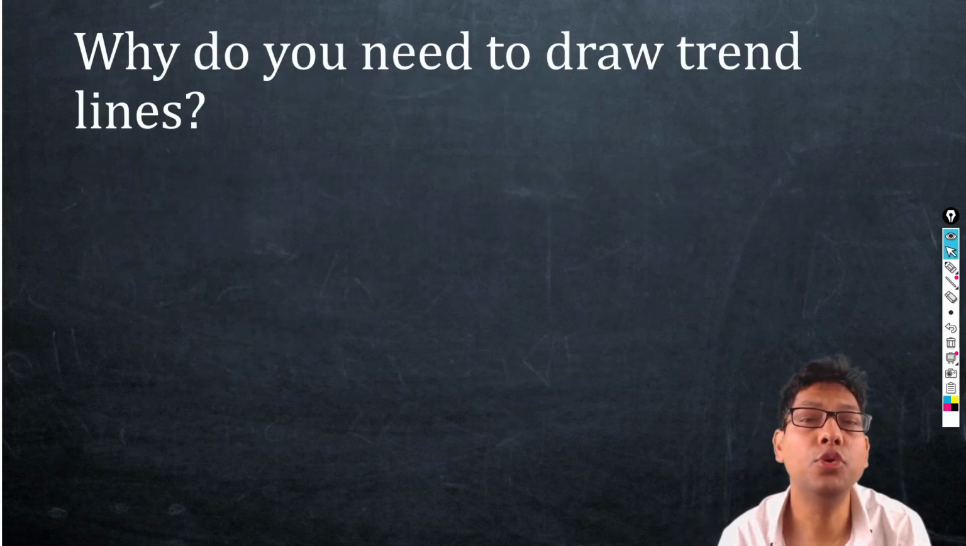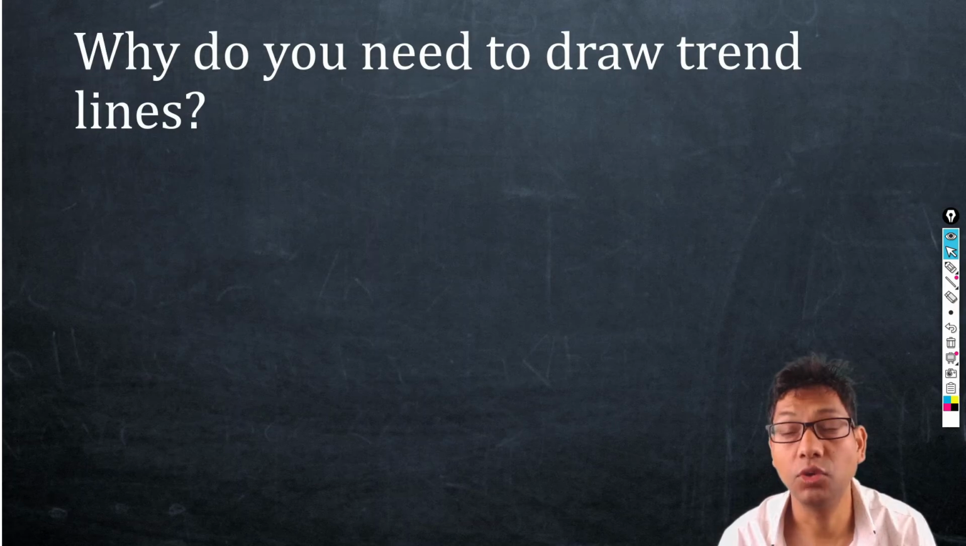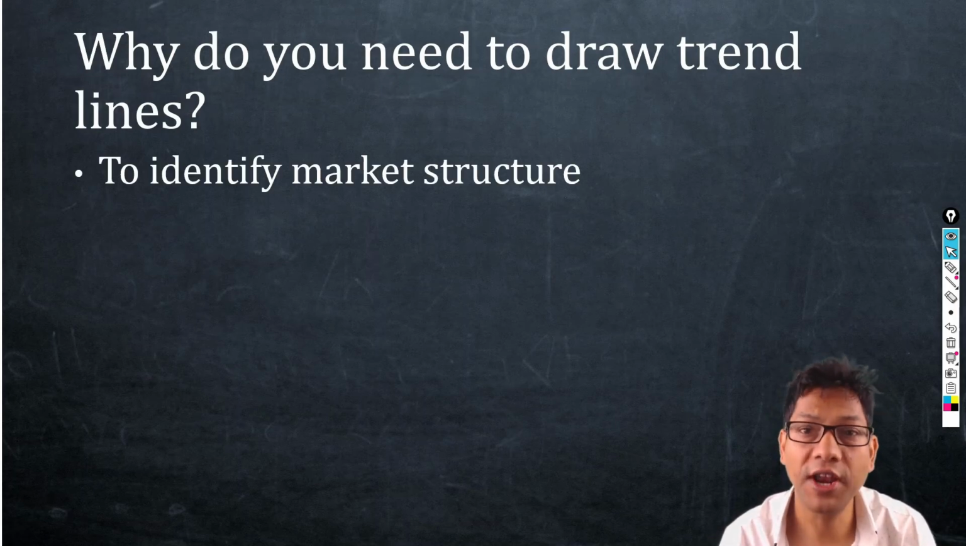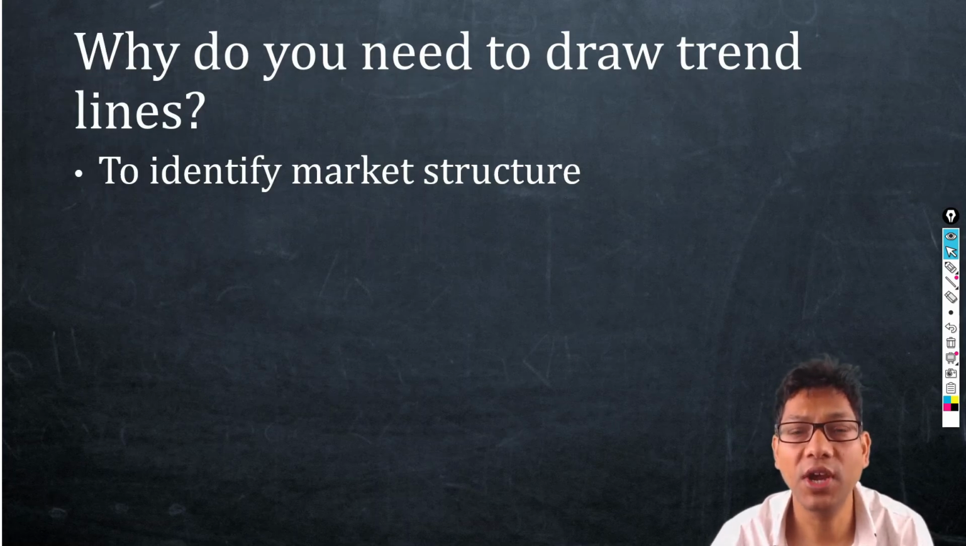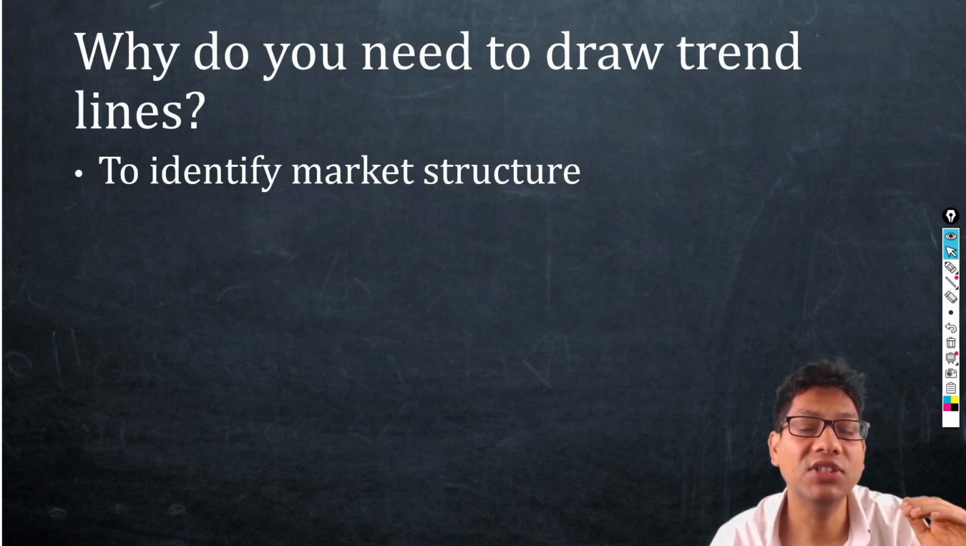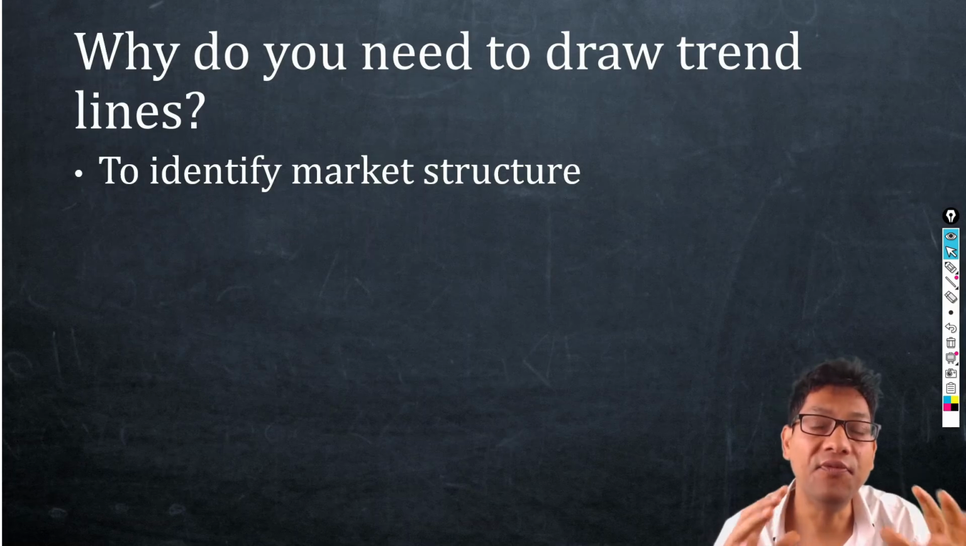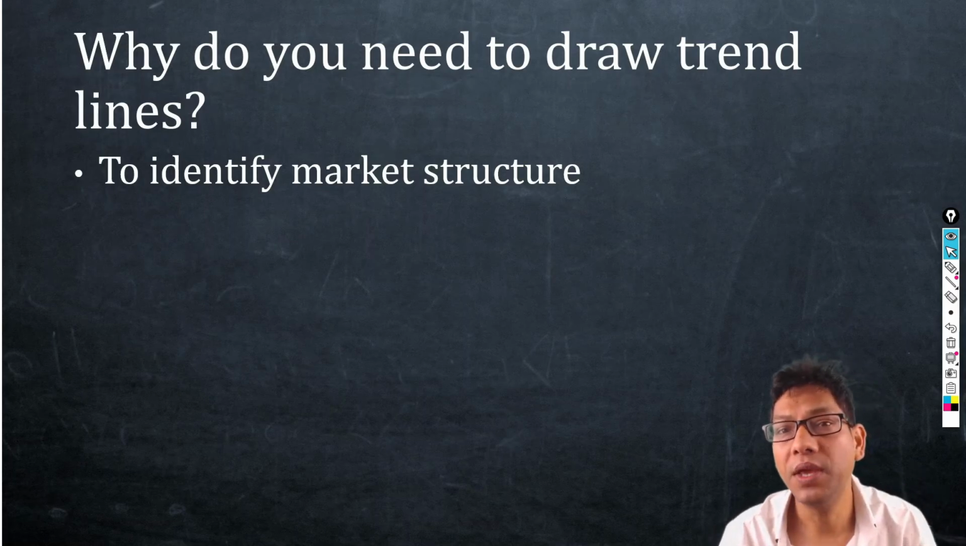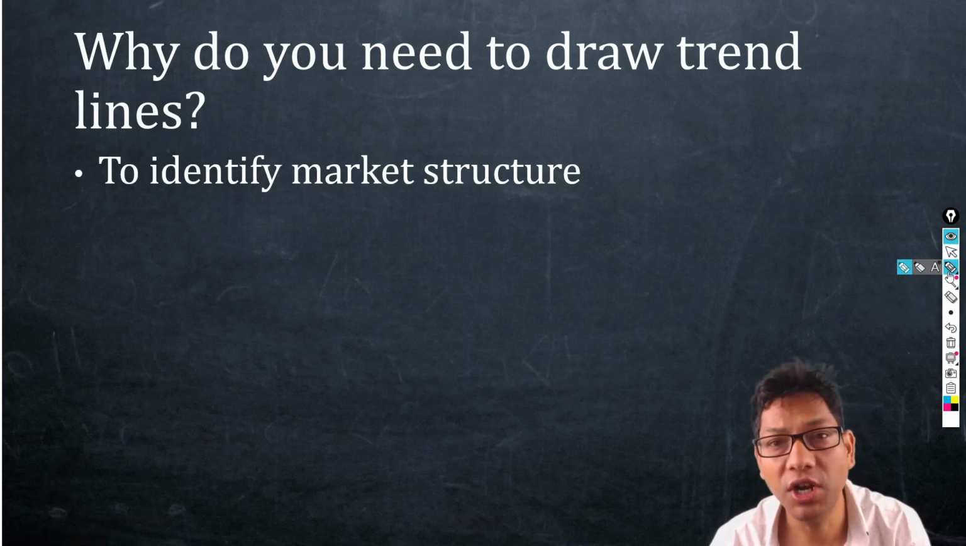Why do you need to draw the trend line? The first thing you need to do with a trend line is to identify the market structure. So what is a market structure? A market structure is a structure by which you can define whether a market will go up, down, or sideways. Let me explain. I will show it in a real chart, but first let me explain.